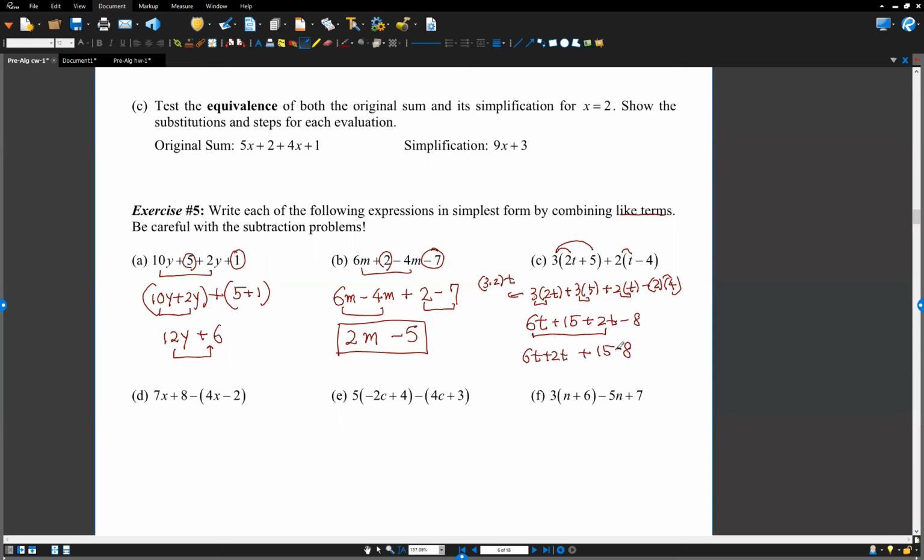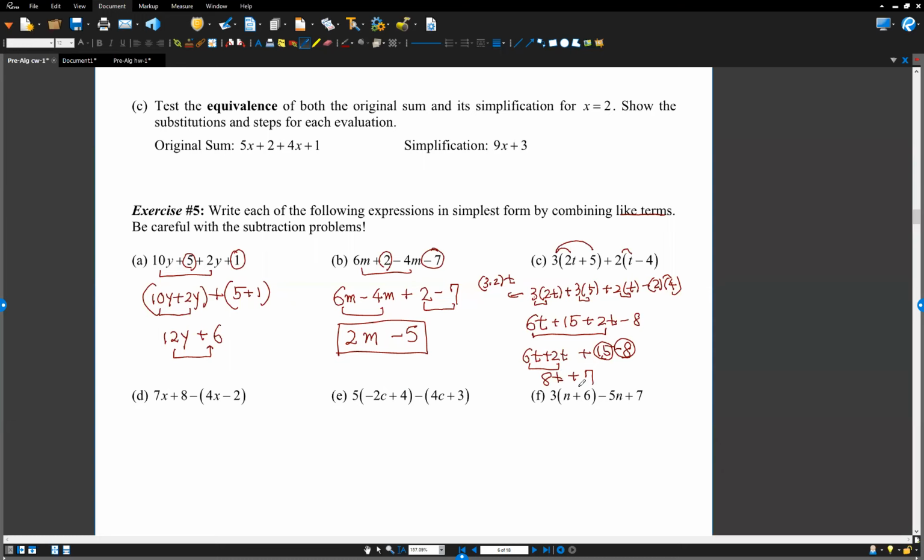Okay, we just rearrange. This is like terms: 60 plus 2t is 80. 15 minus 8 is how much? Plus 7, isn't it? Okay, I did it.